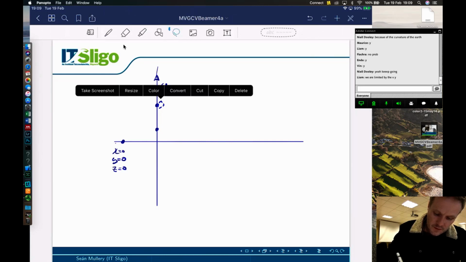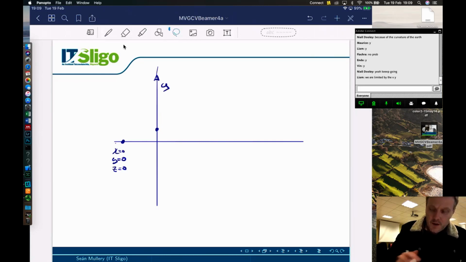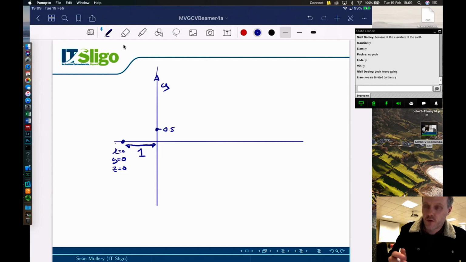Now this is moved out to position 1. Now let's imagine that my point here is, let's say 0.5. So 0.5 on the y-axis, and we'll worry about where it is on the x-axis in a moment. So that's at position 1.